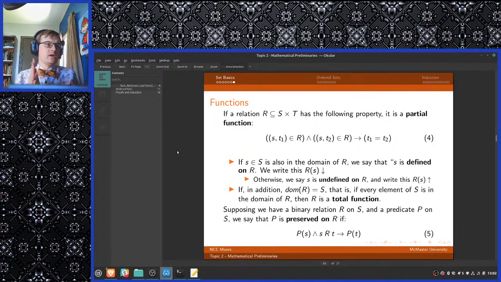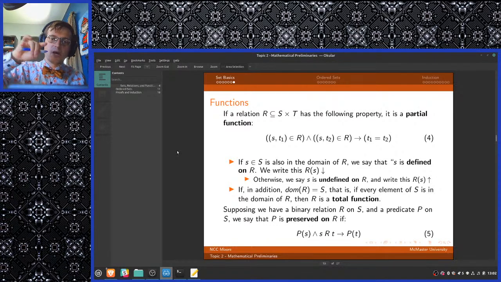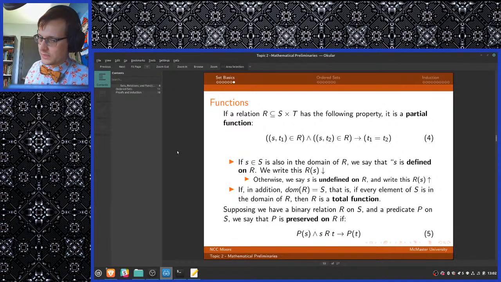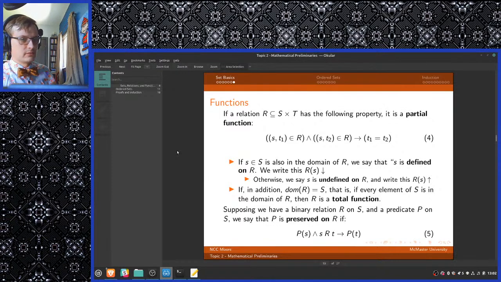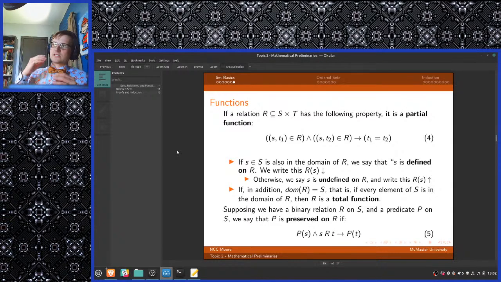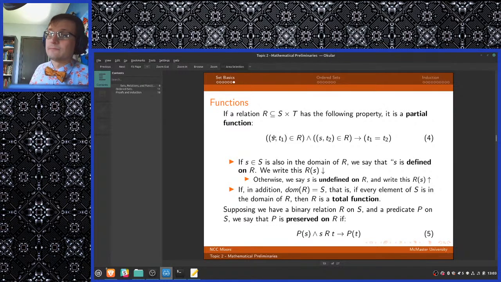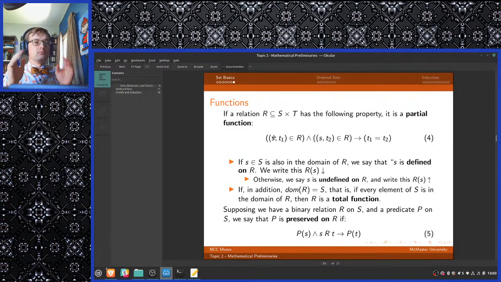So, one more time, partial versus total function. You take a relation. If you add one property, you get a partial function out of a relation. And if you add one more property, you get a total function out of a relation. To make a partial function, you need a relation such that whichever s you start with, it only maps to one t. If s maps to multiple tuples, that means the t's are the same in both of them. That makes it a partial function.